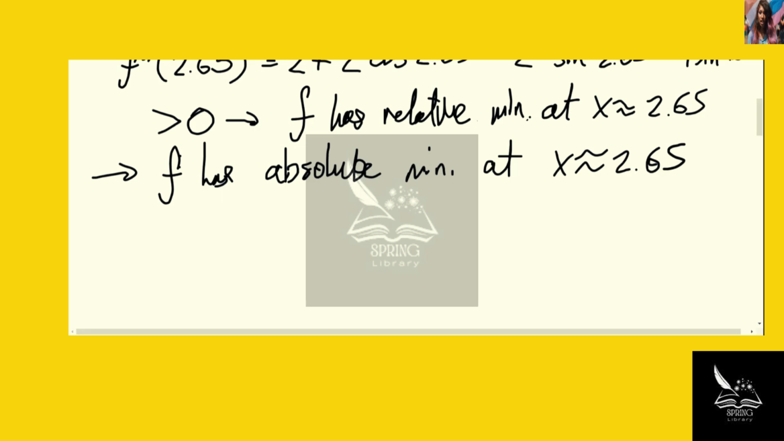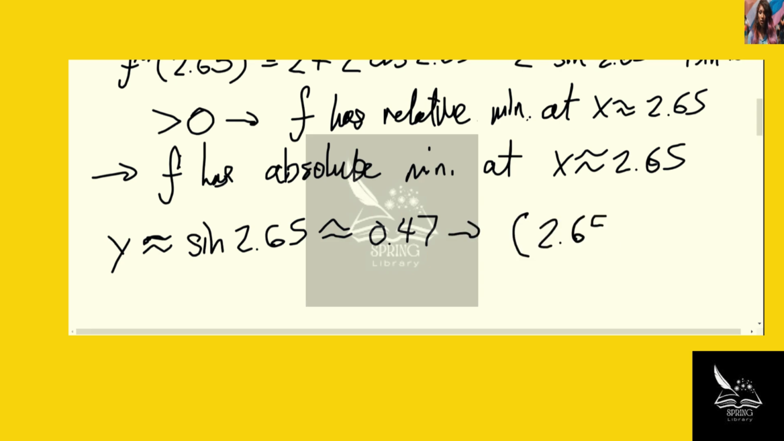To find the y-coordinate, well, y is approximately the sine of 2.65, which is about 0.47. And so, correct to 2 decimal places, the coordinates of the point on the curve y equals sine x that is closest to the point (4, 2) are (2.65, 0.47).